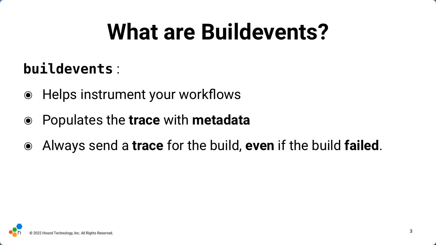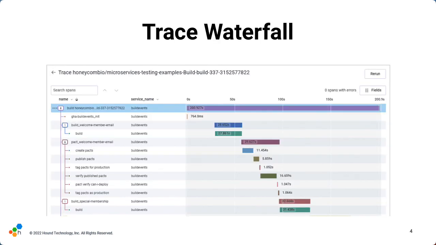And so build events is basically a small binary used to help generate that trace telemetry. And there's a setup phase. And then from there, it's invoked as part of each step in the build to capture. At the end, what you'll get is a trace waterfall. And so if you look at this trace, it looks no different than any other trace.